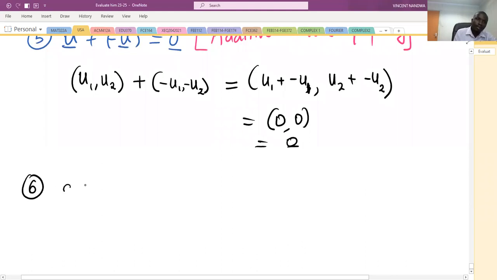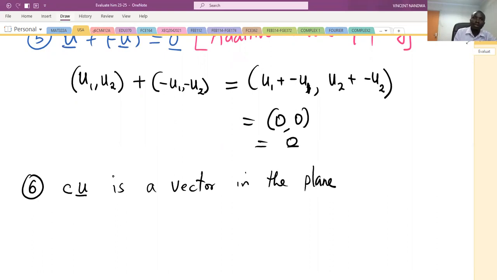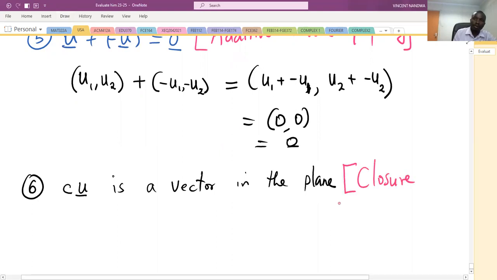Number 6, C times U is a vector in the plane. This is also called closure, but now with respect to multiplication. So this is the closure property for scalar multiplication.